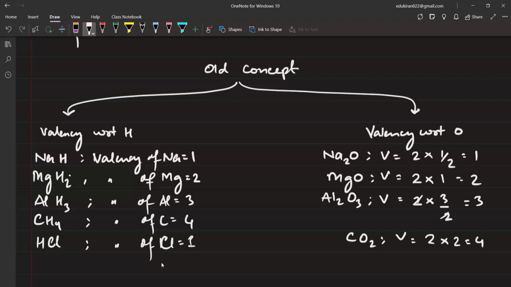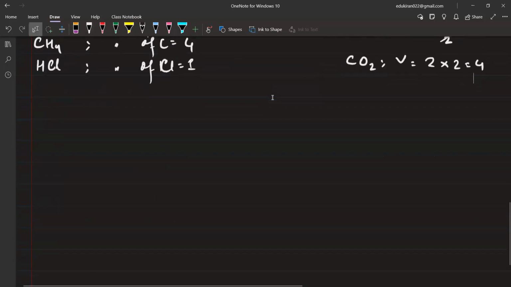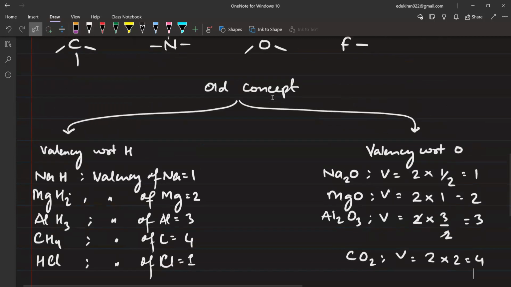So only if you understood the valency, the concept old and new with respect to hydrogen and oxygen, yes or no, please tell me. Yes, sir. Okay. Next is the, so please write this down if you have not written. Let me know once you're done.